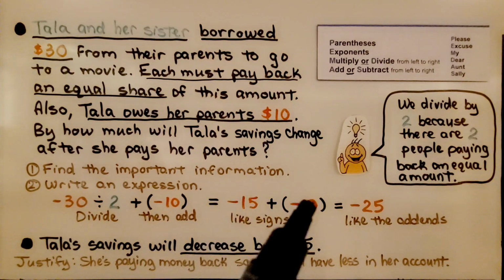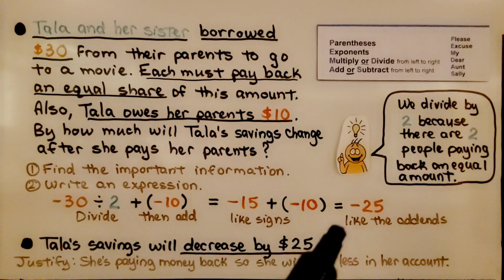They have like signs for these addends, so our sum is going to be just like the addends. It's going to be a negative. We have negative 25. That means Tala's savings will decrease by $25. We can justify this. She's paying money back, so she will have less in her account.